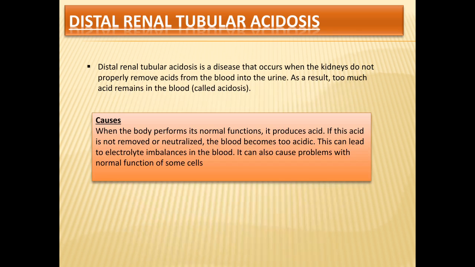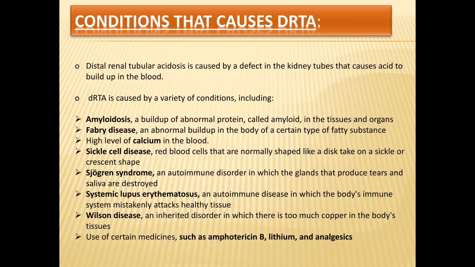So now I'm coming to distal renal tubular acidosis, which is my case study topic. And what is distal renal tubular acidosis? It is a disease that occurs when the kidneys do not properly remove acids from the blood into the urine. As a result, too much acid remains in the blood, called acidosis.